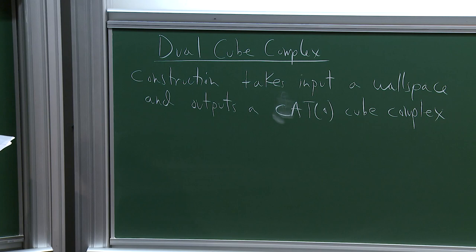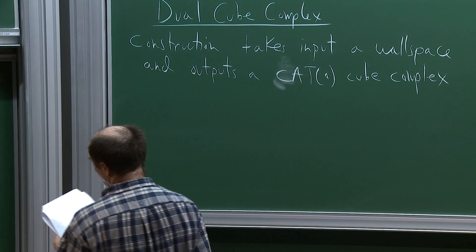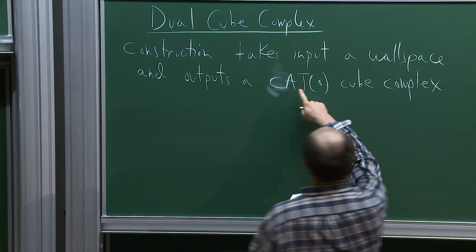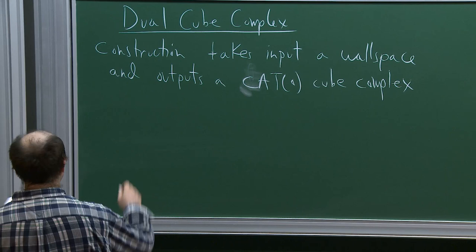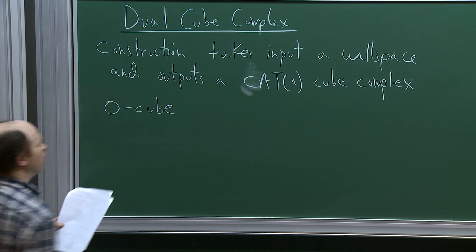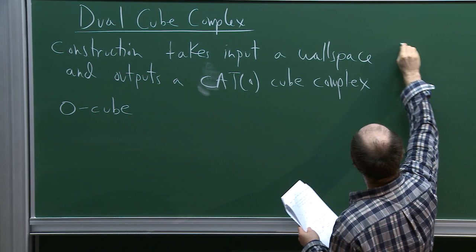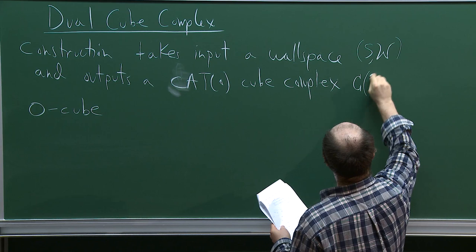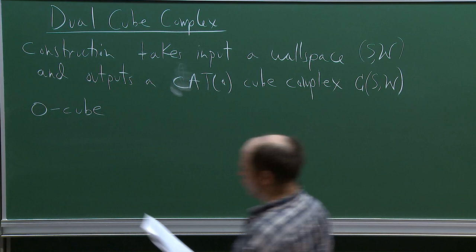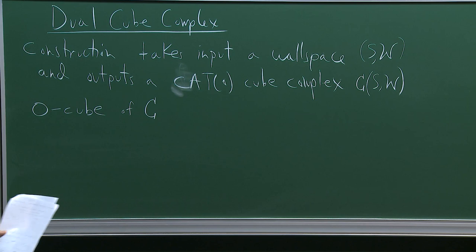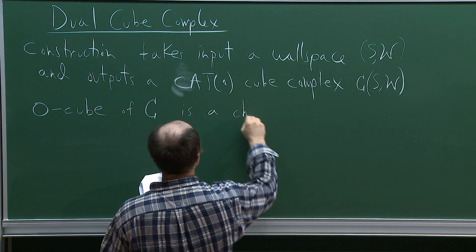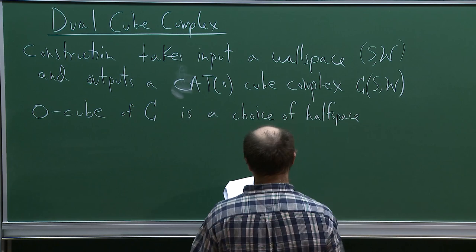So let me describe Sageev's construction. Really what I'm going to be doing is describing the cubes of the cube complex. The main thing is the idea of a zero cube. That's the hardest thing over here. Let me be a little formal here. A zero cube of this dual cube complex is a choice of half space for each wall.